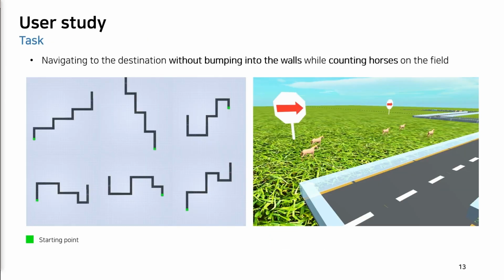The task was navigating to the destination without bumping into the walls while counting horses on the field. And we conducted two rounds of user experiments to investigate the learning effect of the three navigation techniques.